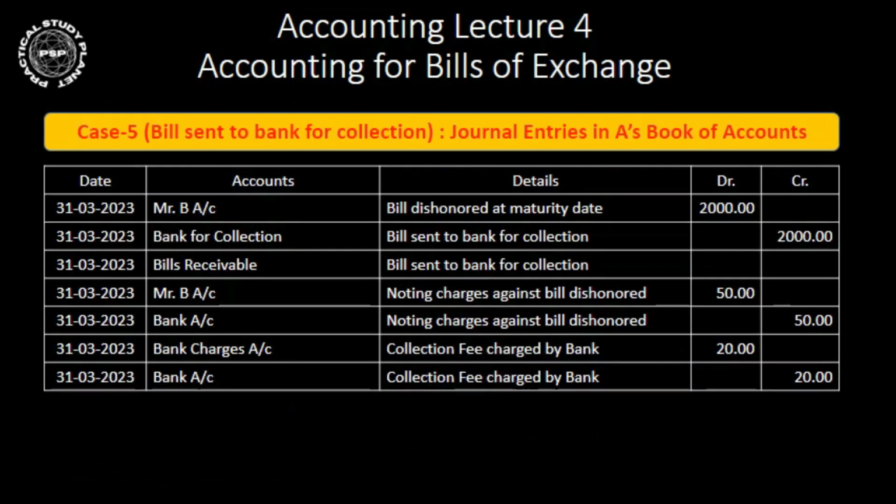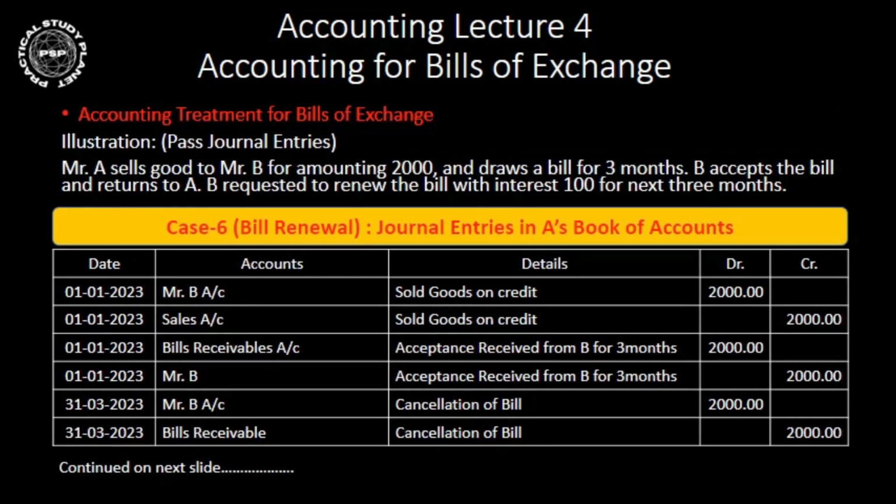So what will happen if it is dishonored? Mr. B will be again debited, bank for collection will be credited. The bank also has some charges. So Mr. B will be debited for noting charges and bank credited. The bank charges will be debited against bank for collection and bank will be credited. This entry will be passed in A's book of account.